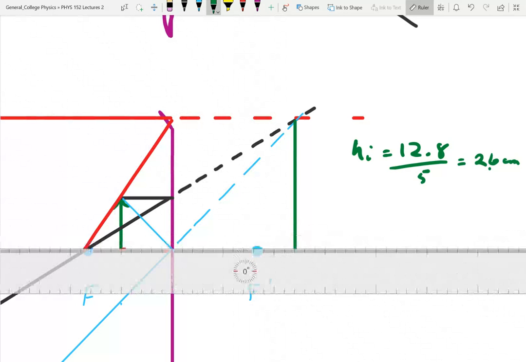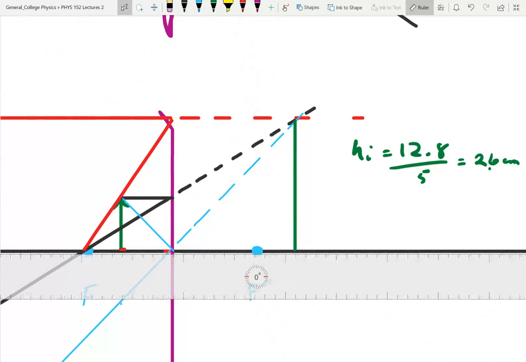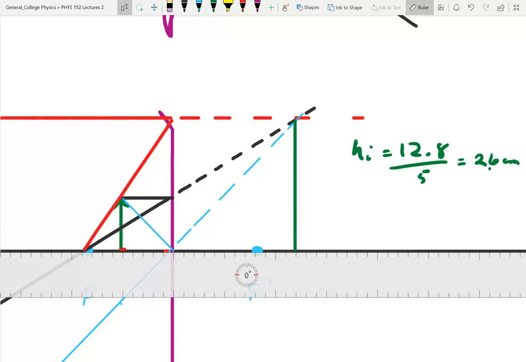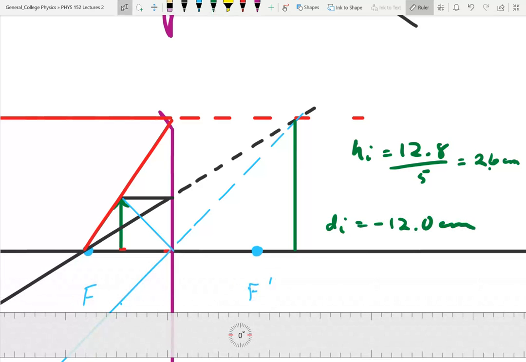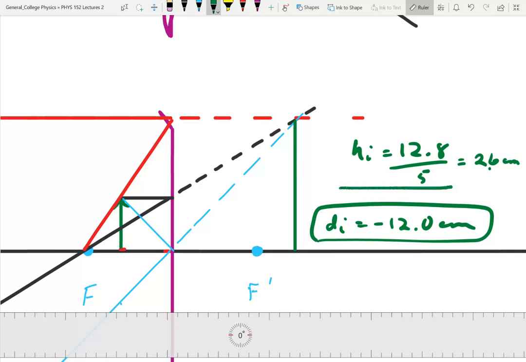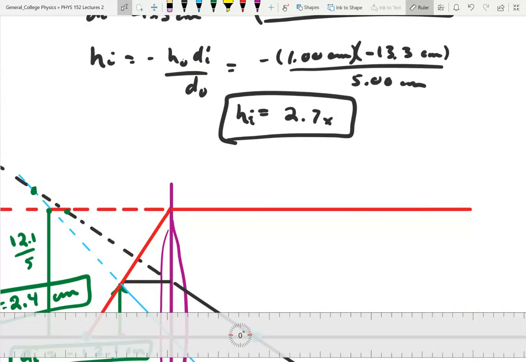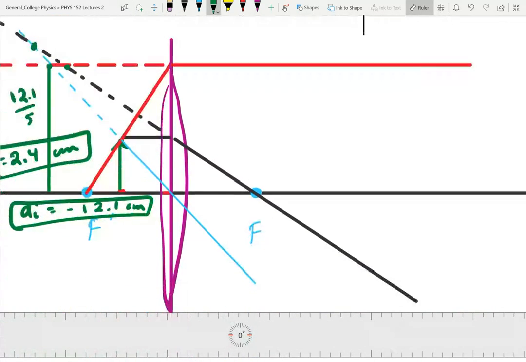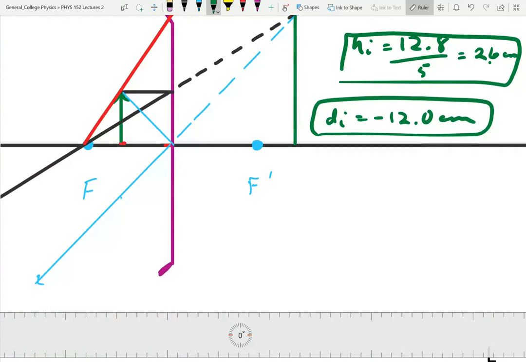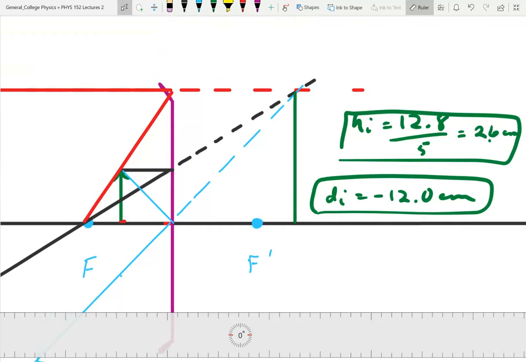And the distance image is 5, 10, 11. Let's go with minus 12.0. So there's my measured values. Once again, whether it's the lens or the mirror, I'm going to have the same theoretical value. So there should have been 2.7 and 13.3. So there we have our third and fourth, if you will, our second set.